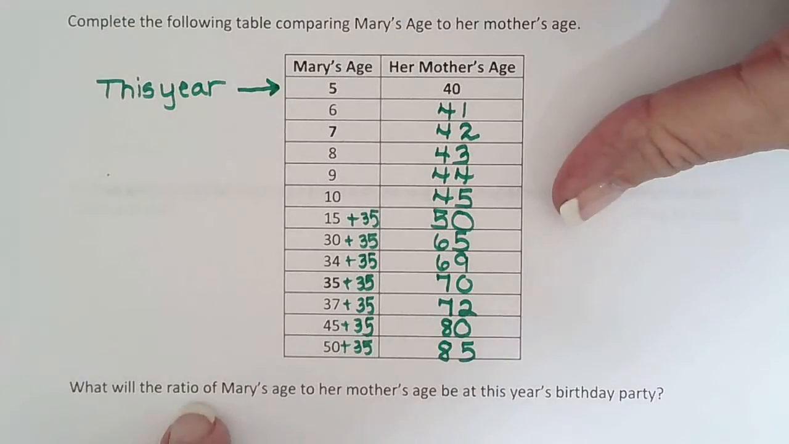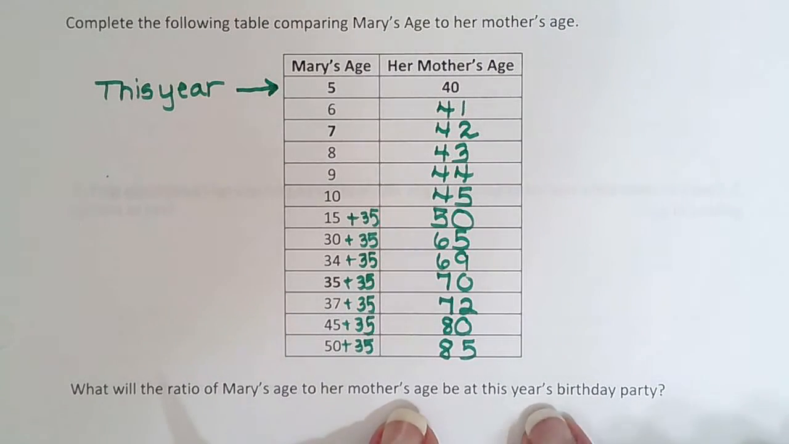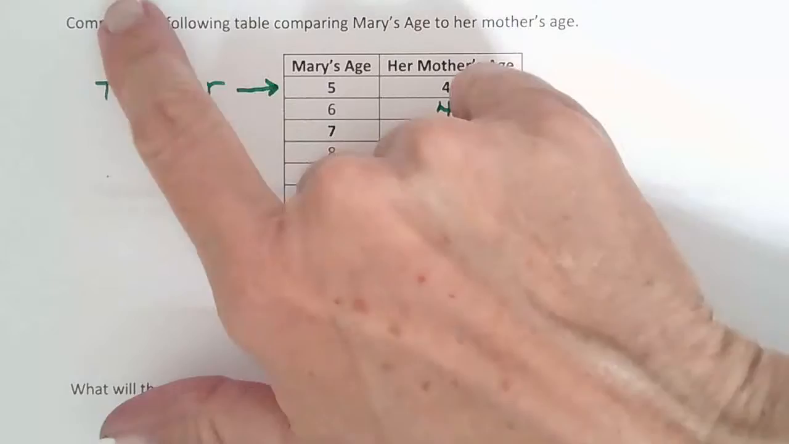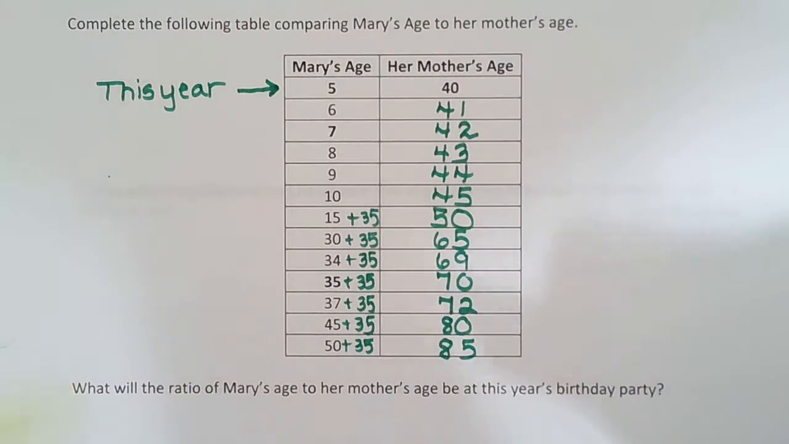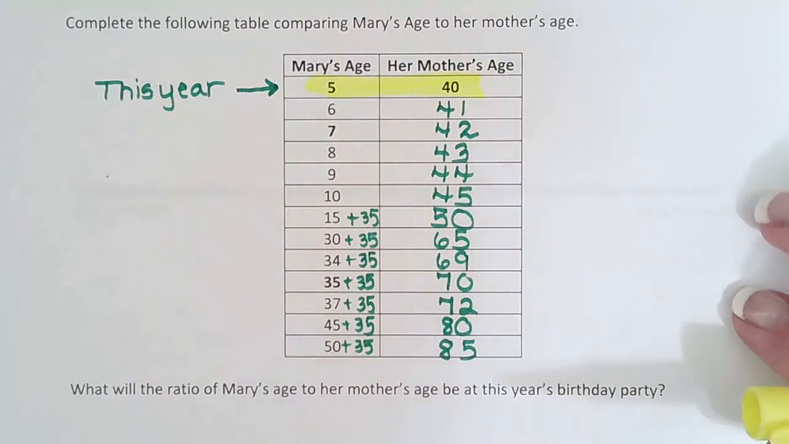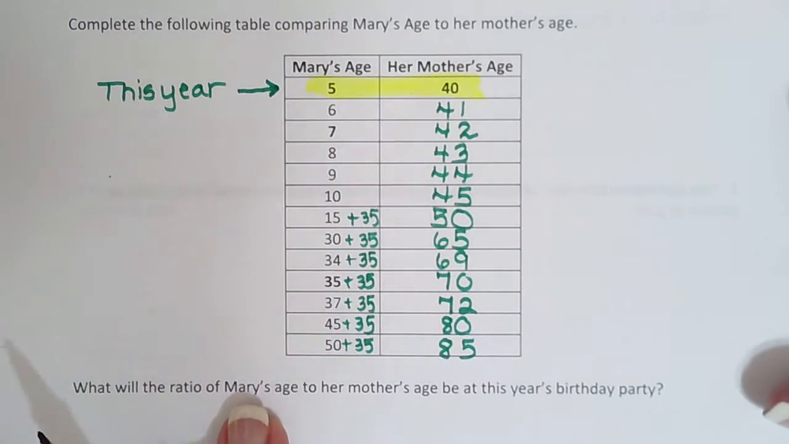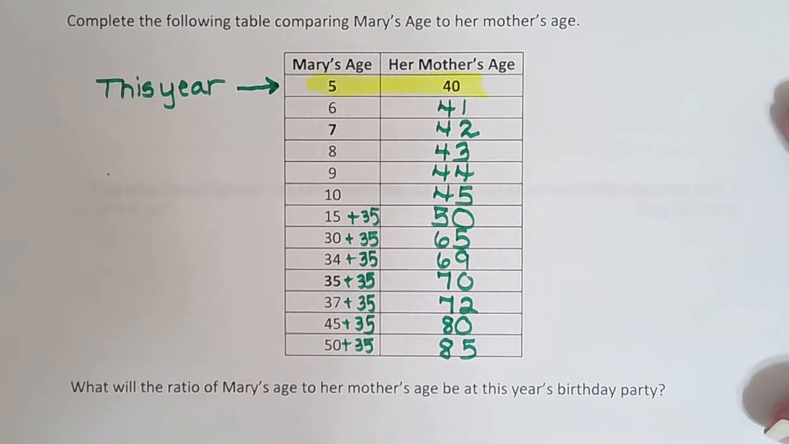What will the ratio of Mary's age to her mother's age be at this year's birthday party? So I read that and I went, how would I know how old she is this year? And then I went back and went, oh, this year she'll be turning 5. So this is the column we'll be looking at. This is this year. And what will the ratio be? So remember how I said order is important? Mary must be first, and a ratio is just a fraction, by the way. That's all a ratio is.